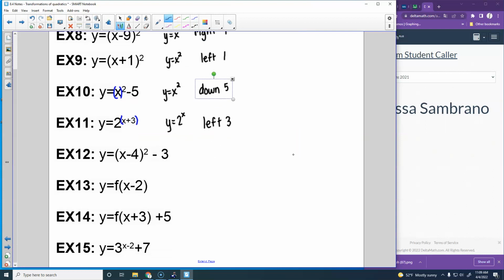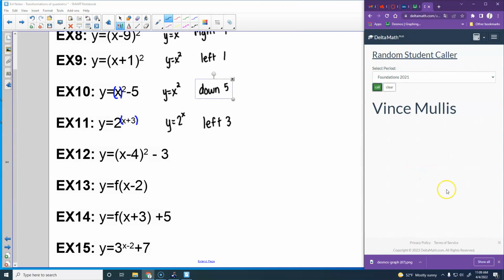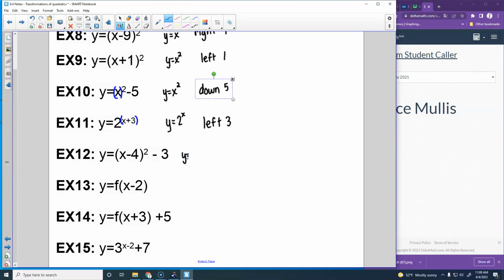Okay, for 12, we got two things happening here. Let's see who can figure this one out. Let's see. Vince. Okay, first of all, what is my equation for this one? What graph would I be starting with? Good. All right, so we've got y equals x squared because we got that square right there. So we got two things that are going to happen to this. What's that going to be, Vince? Okay. All right, so what is that negative 4 going to do to the graph? Inside of the parentheses moves us left or right. It'll go right 4. So that minus 4 right there causes our function to go to the right 4.